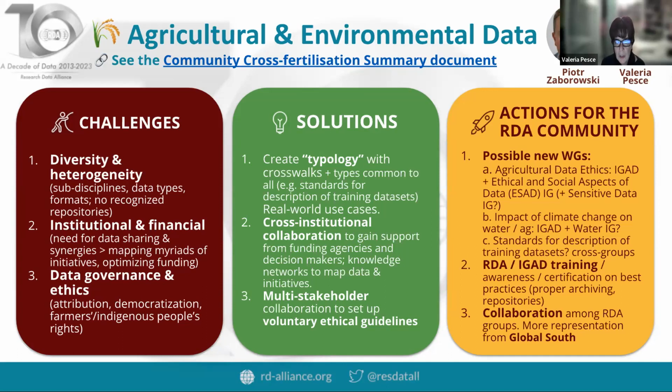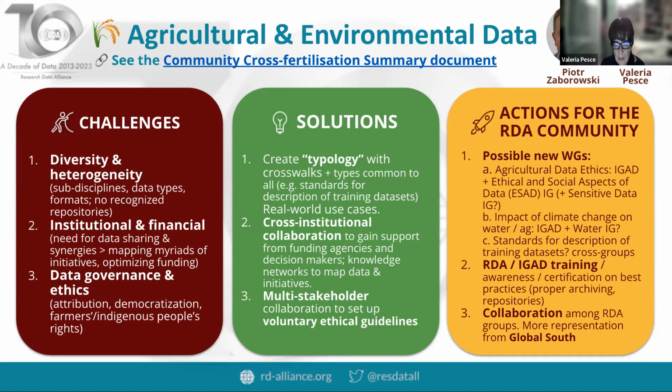In terms of solutions, we've been talking for some time about the idea of agreeing at least on the main data types that we have to address. So for instance, creating a typology, understanding which types we have to deal with, and crosswalks among them. And there is an idea of starting to think about standards for description of certain data sets. In this case, we are thinking of working on training data sets as the first case.